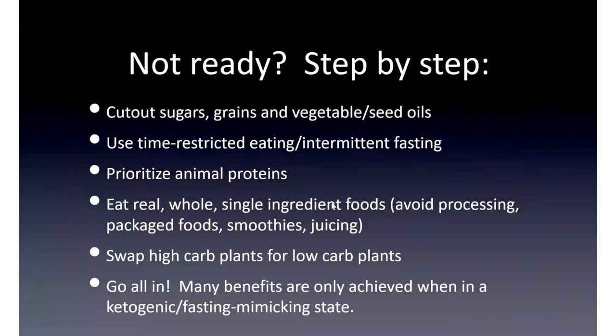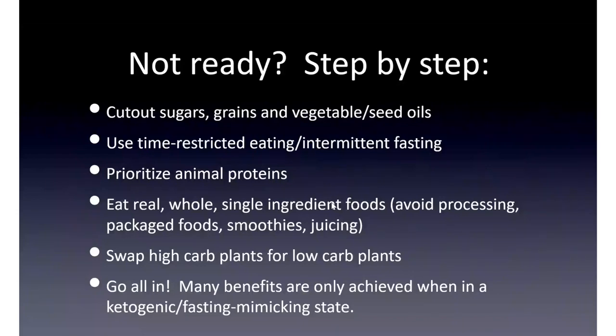I really try to keep people away from smoothies and juicing because that definitely increases their glycemic and insulin responses. And then slowly swapping out higher carbohydrate plants for lower carbohydrate plants, right? So maybe getting rid of some of the root vegetables for more of the above ground vegetables, maybe eliminating some of the legumes, and even getting maybe rid of some of the higher carbohydrate nuts for lower carbohydrate ones. But really, I encourage everybody to always just go all in.